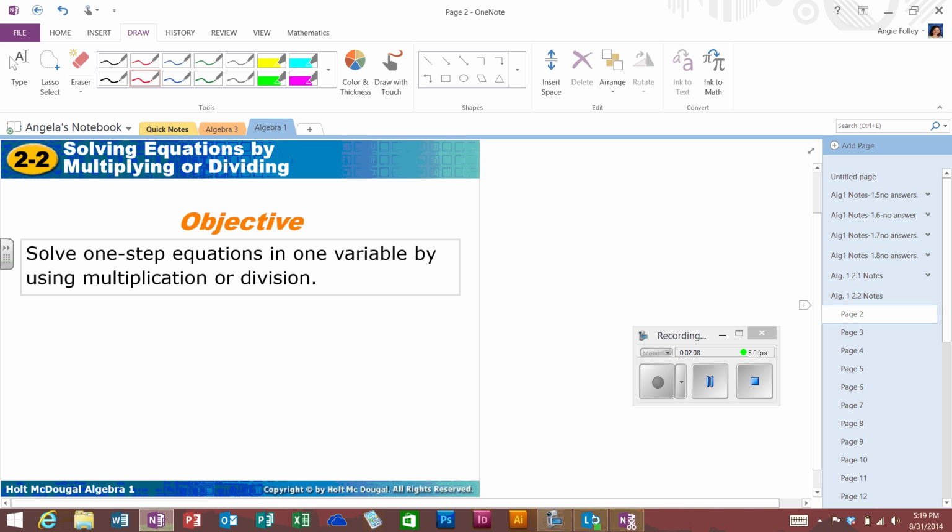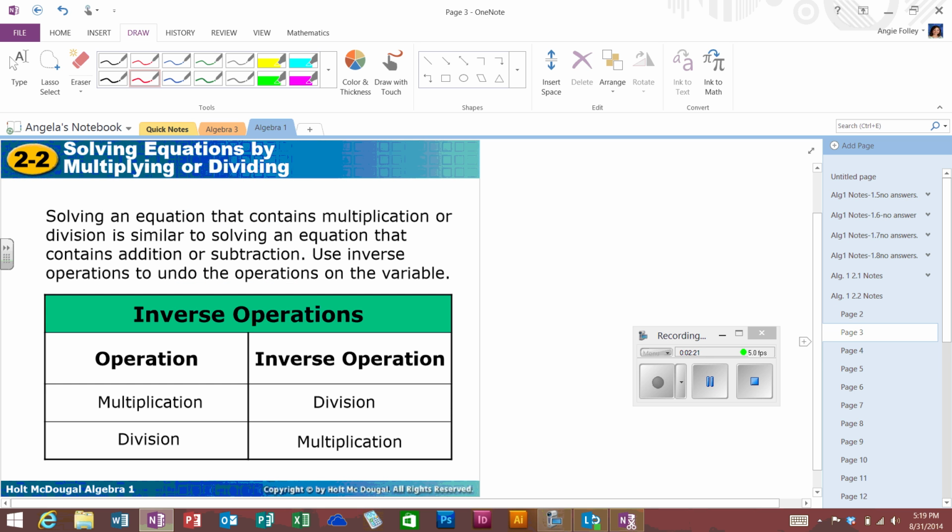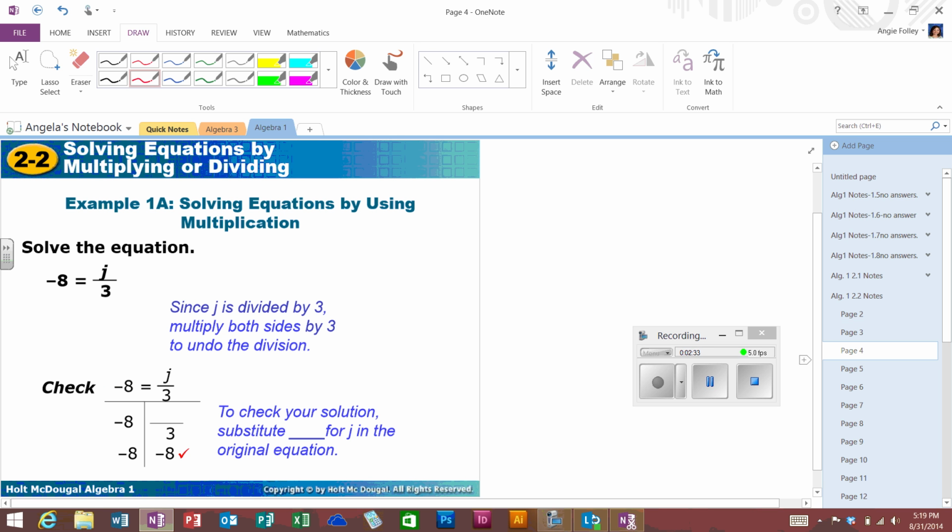All right, so today we're going to look at solving one-step equations with one variable using multiplication and division. In the last lesson, it was solving the equation with addition and subtraction. This time it's multiplication and division. So again, if I see multiplication, in order to get rid of it, I have to use division. If I see division, to get rid of it, I have to use multiplication. So I have to use the inverse. Just remember, we are trying to isolate the variable, okay? Get the variable by itself. That is your goal.